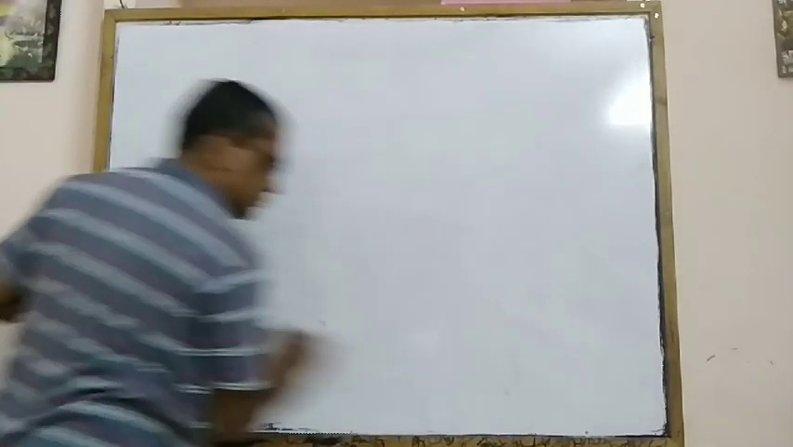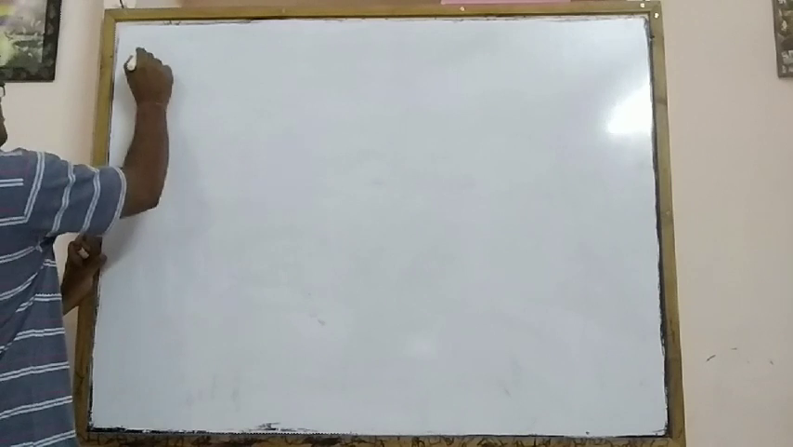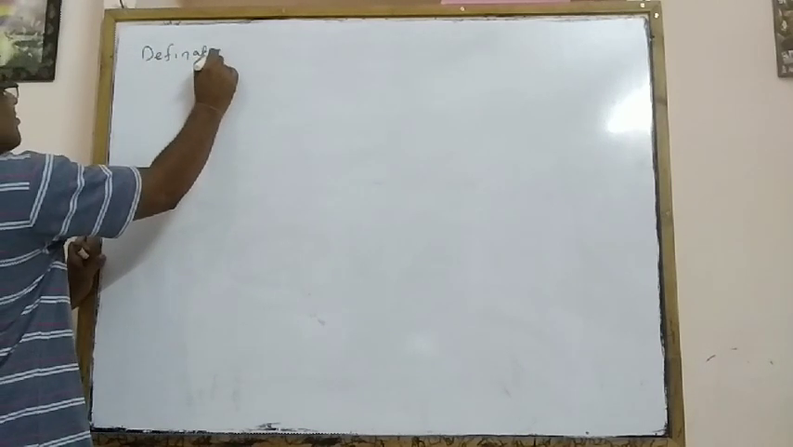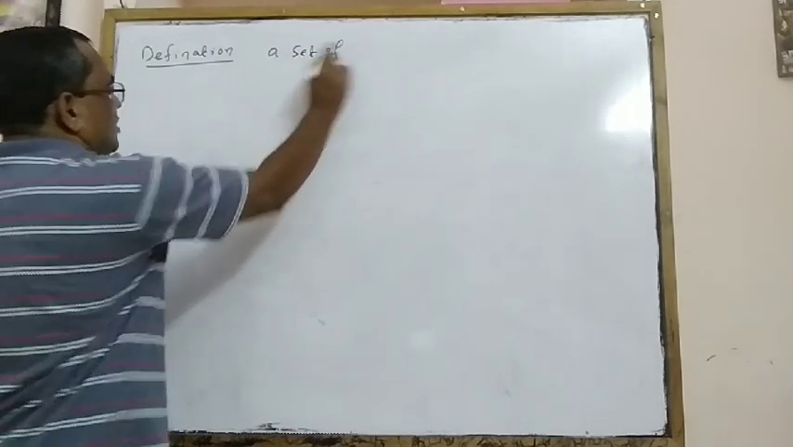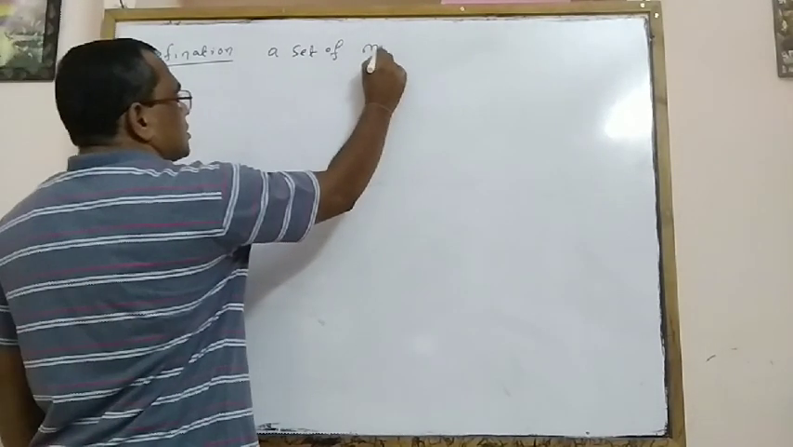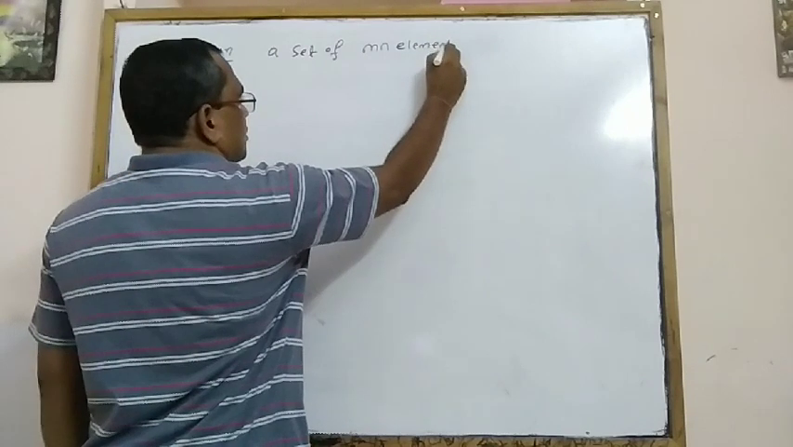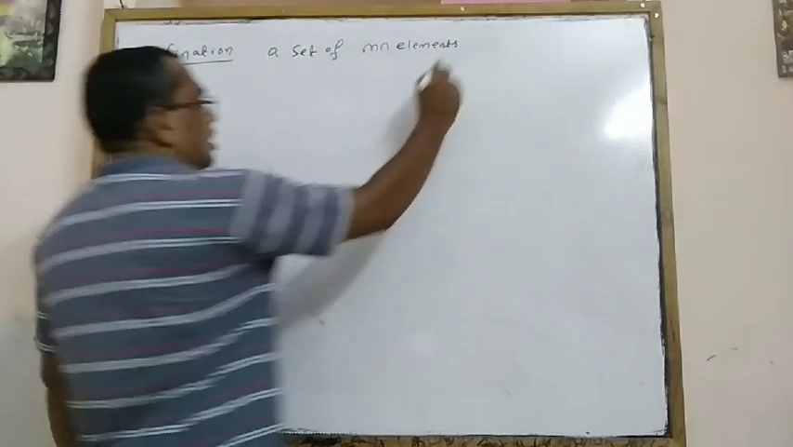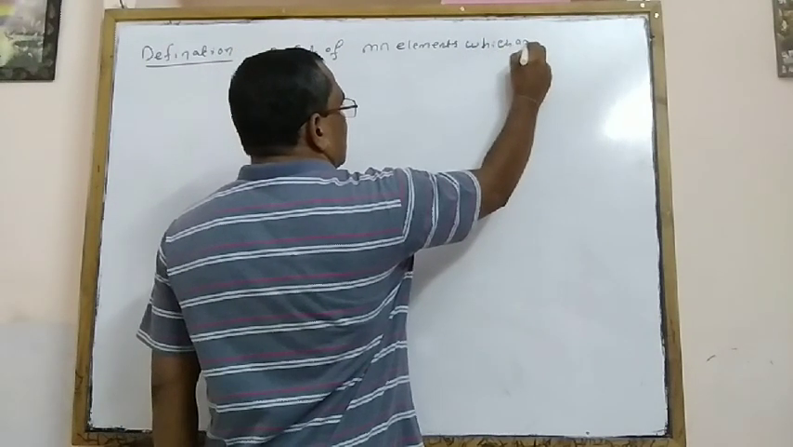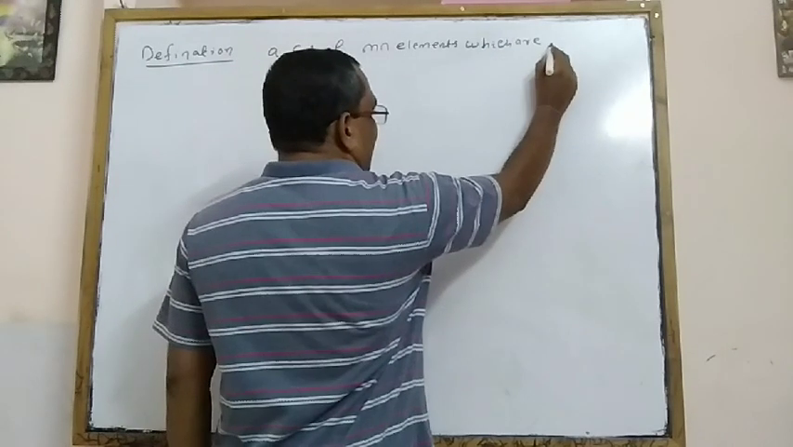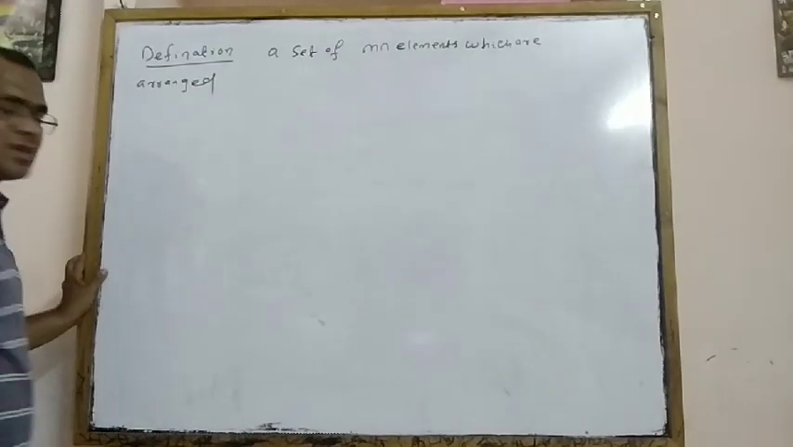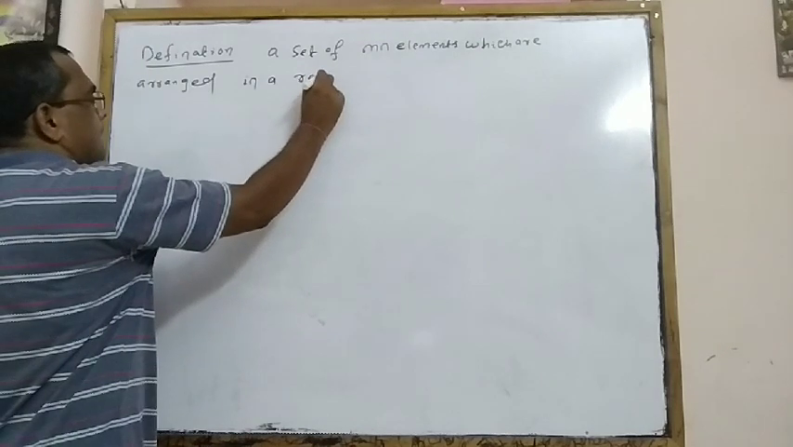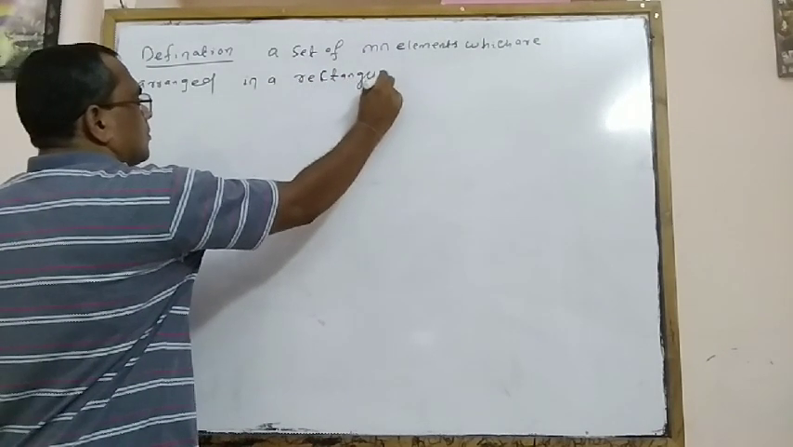Now, the definition of the matrix. Definition: a set of mn elements which are arranged in a rectangular array.